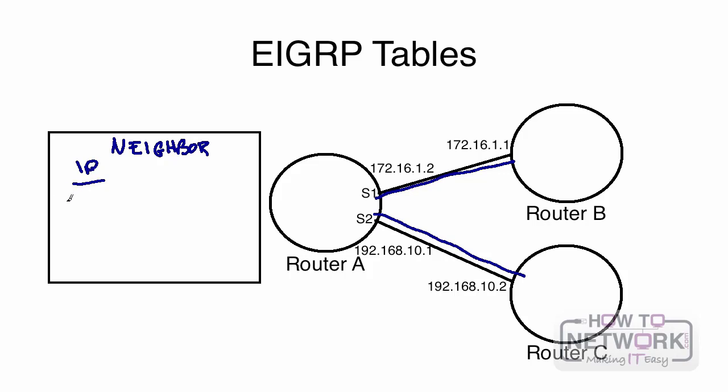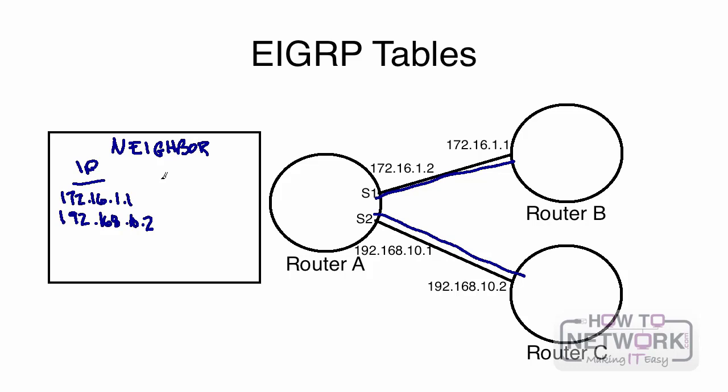So, for example, router B is 172.16.1.1, and he gets placed into the neighbor table. And then router C is 192.168.10.2, and he is placed in the neighbor table as well. So router A now has 2 neighbors, and they are both listed in its neighbor table.